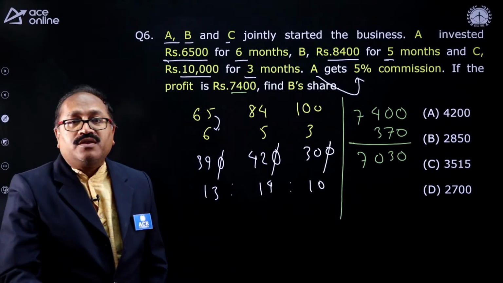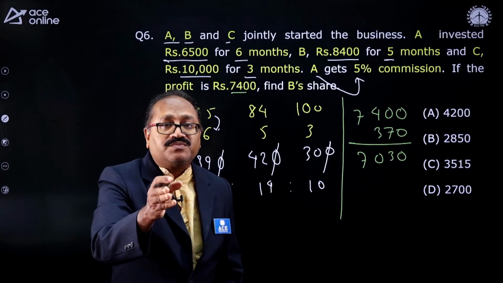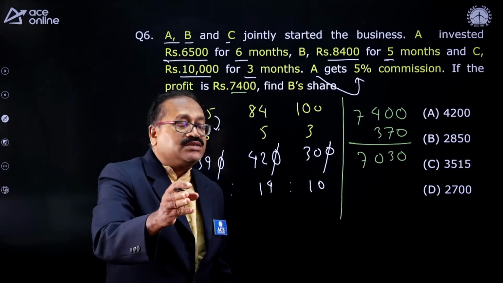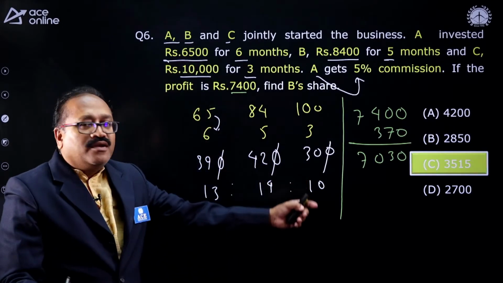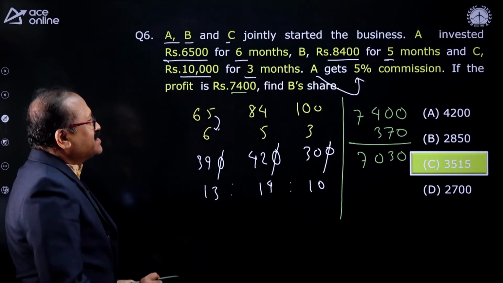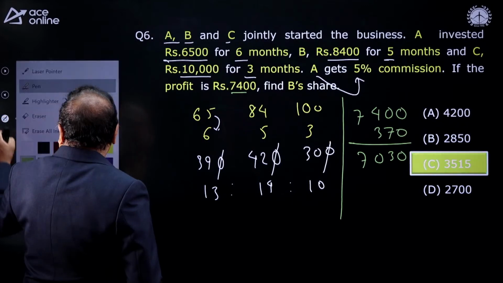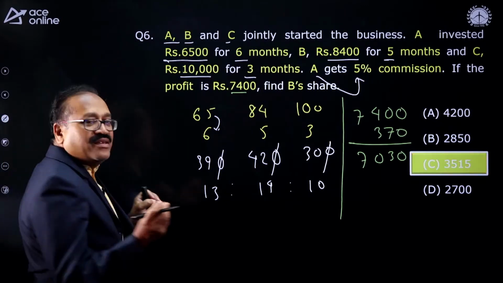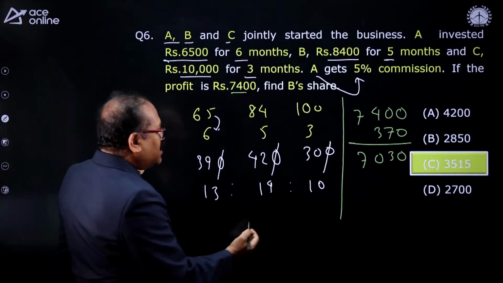Dhanlakshmi, answer the question. She says option B. Let's check whether she is correct or not. Not a problem, Dhanlakshmi, we will discuss it. Probably I may go wrong in the calculation.